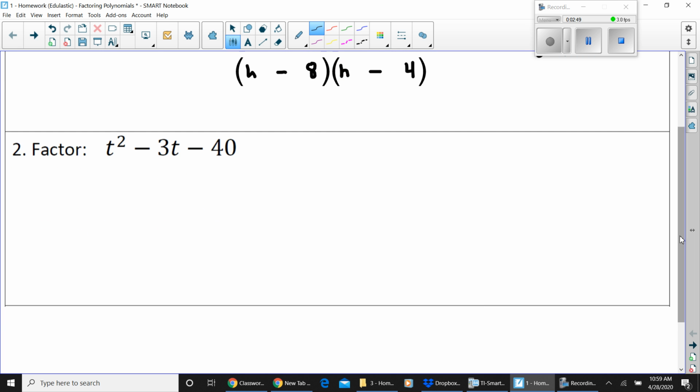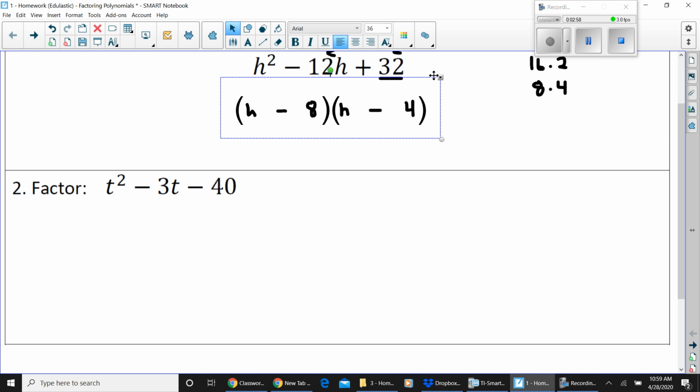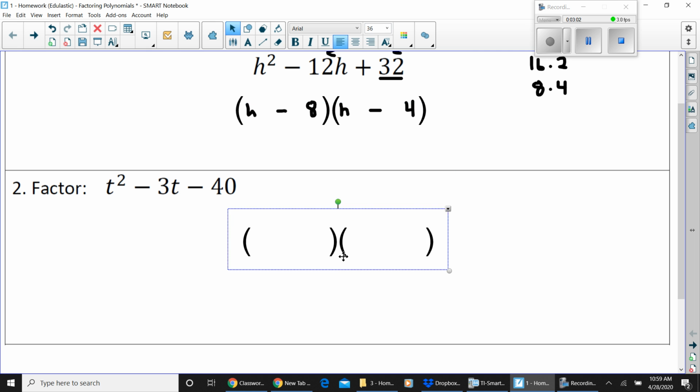Going down to the next factoring problem, you could press pause if you would like to try this problem and then see what the answers are. So press pause now if you would like to do that. I'll give you a couple of seconds. Press pause and do the problem.